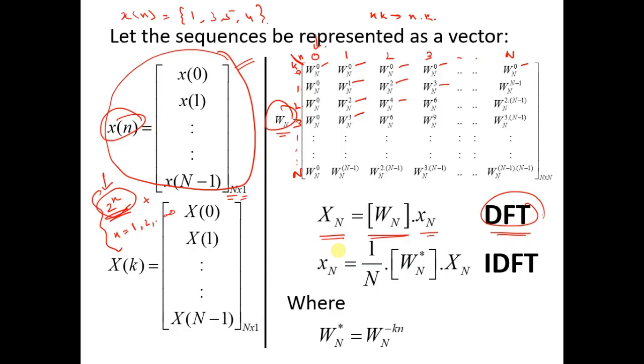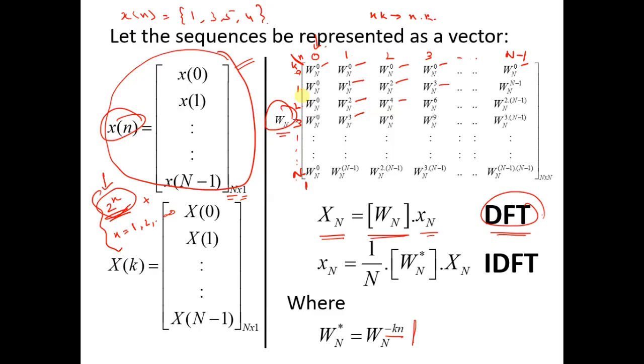Which one? W to the power? This one? In the matrix? Yeah, correct. Because this type of filtering has been designed only to handle even values. Okay.